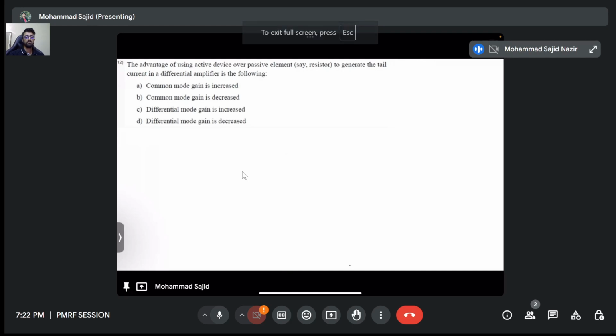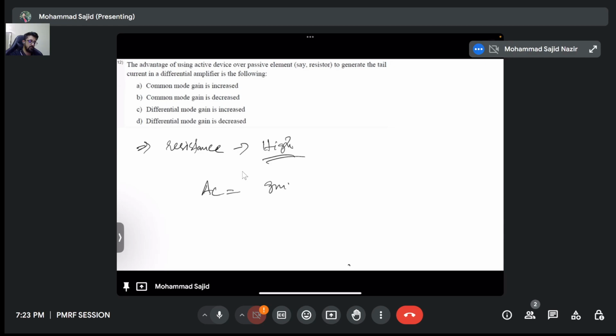The last question is, advantage of using active device over a passive one to generate the tail current in the differential amplifier. You get a very high resistance. So your AC, that is common mode gain, which is given by 1 plus 2 times gm multiplied by resistance. Normally, we use a resistance, let's say RT, we use it for all the questions. So if there is a transistor, we get a very high resistance. When we get a very high resistance, we get a very low AC, which is what is desired. Common mode gain is decreased.